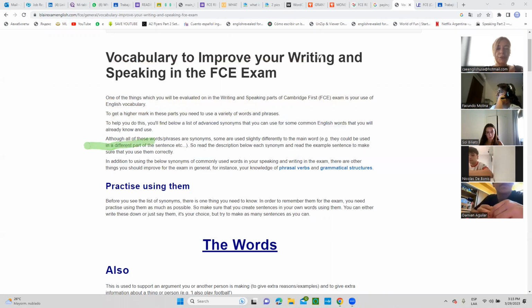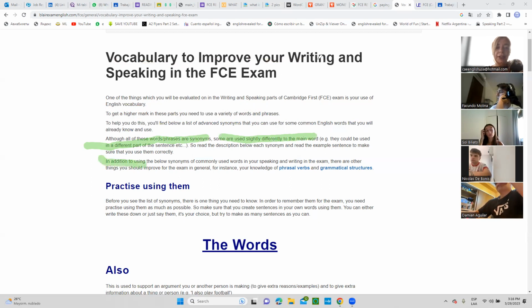Although all of these words and phrases are synonyms, some are used slightly differently to the main word. You're going to find a synonym, but we don't use all of them in the same way. They could be used in a different part of the sentence, or grammatically, they can be used differently. So let's take a look at some of these things.